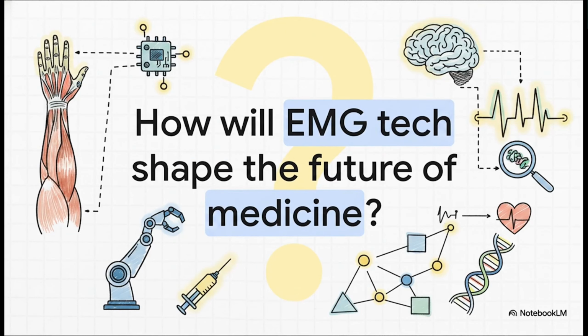We've seen how a tiny biological spark can become a mathematical command to move a robotic limb. So I want to leave you with this final thought. As our sensors become incredibly sensitive and our algorithms become even smarter, how will this intersection of human biology and computer code shape the future of medicine? Keep that question in the back of your mind as you dive deeper into biomechanics.